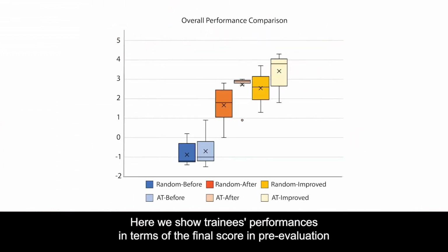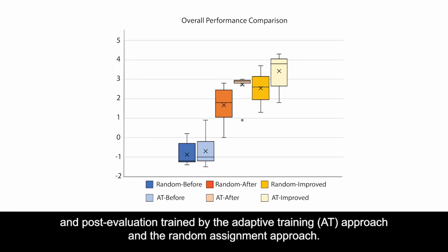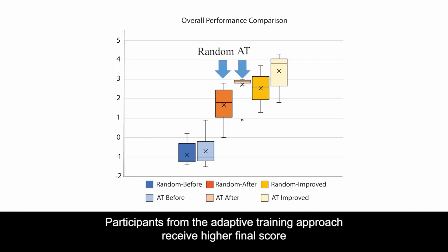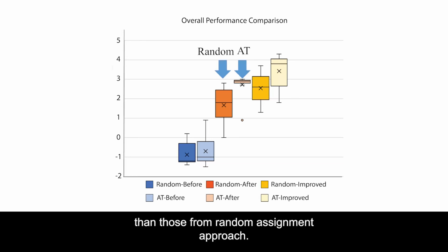Here we show trainee performances in terms of the final score in pre-evaluation and post-evaluation, trained by the adaptive training approach and the random assignment approach. The amount of improvement by each approach is also shown. Participants from the adaptive training approach receive higher final scores than those from the random assignment approach.